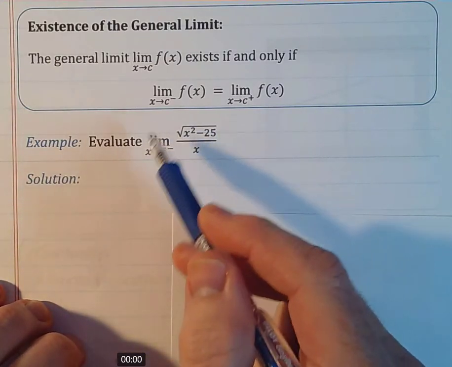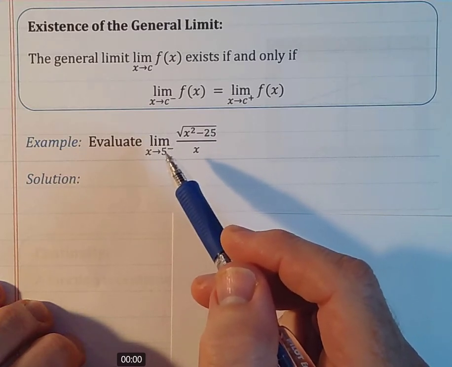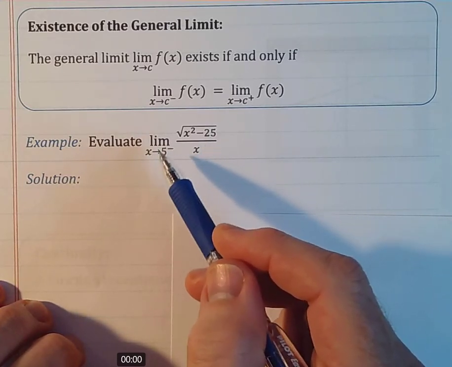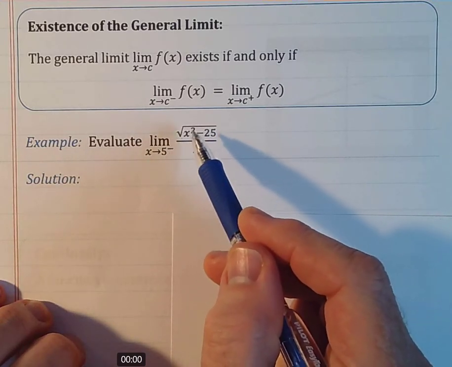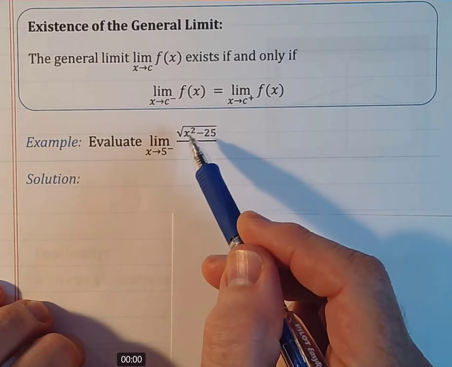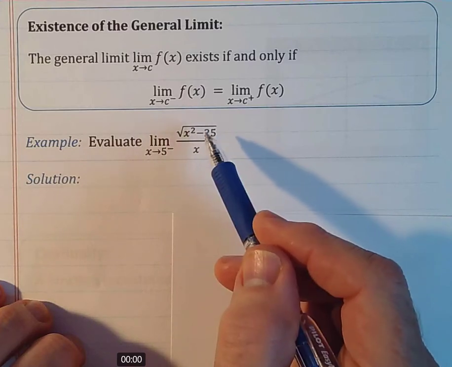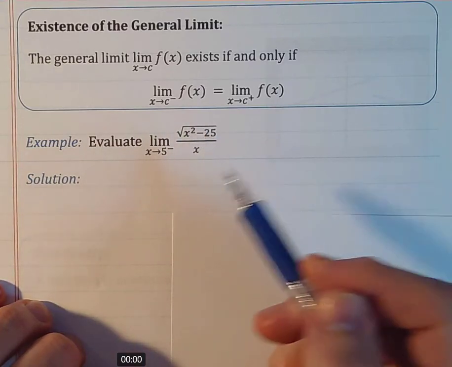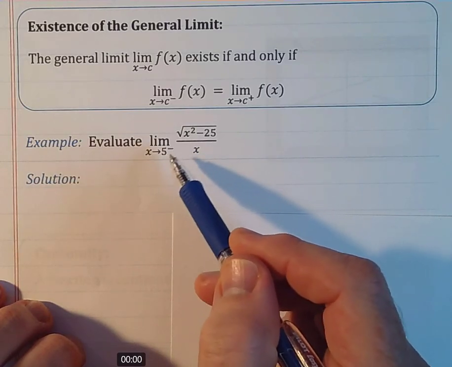Now, maybe it'd be helpful if we start off by thinking about, well, what if we were doing this from the right? If we were doing this from the right, we would have numbers that are a little bit more than 5. And if we stick numbers a little bit more than 5 in here, then we end up with something that's a little bit more than 25 when we square that. And whatever that is, minus 25 is some positive number, and divide that by whatever the x is, and we get a limit there. But we're coming from the left in this case.